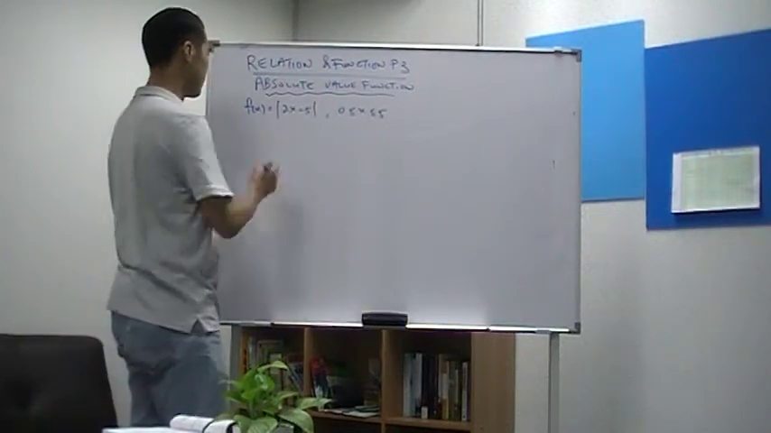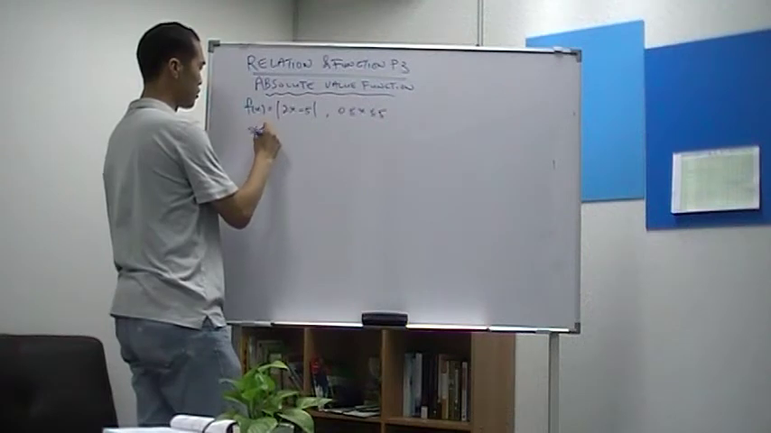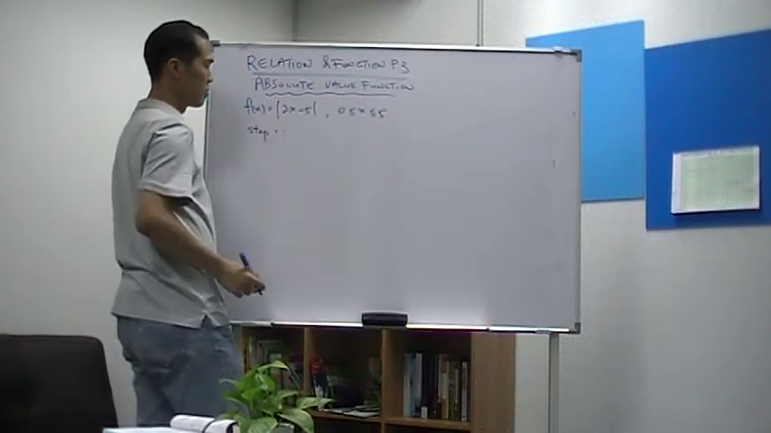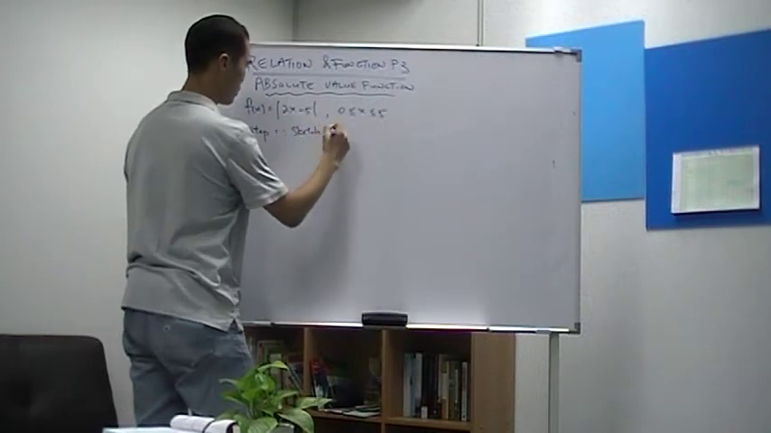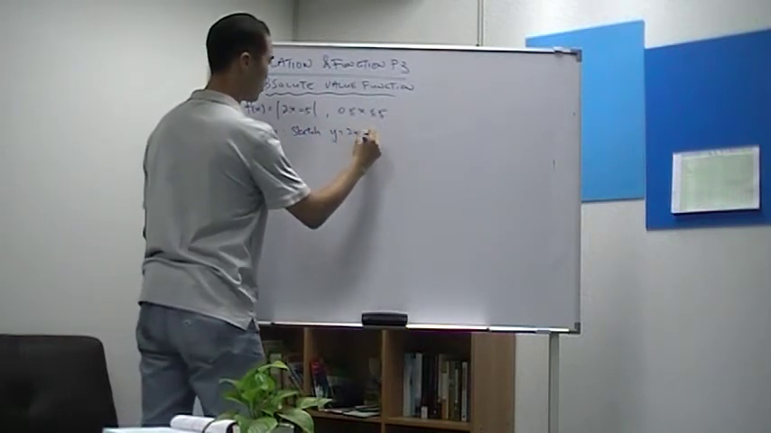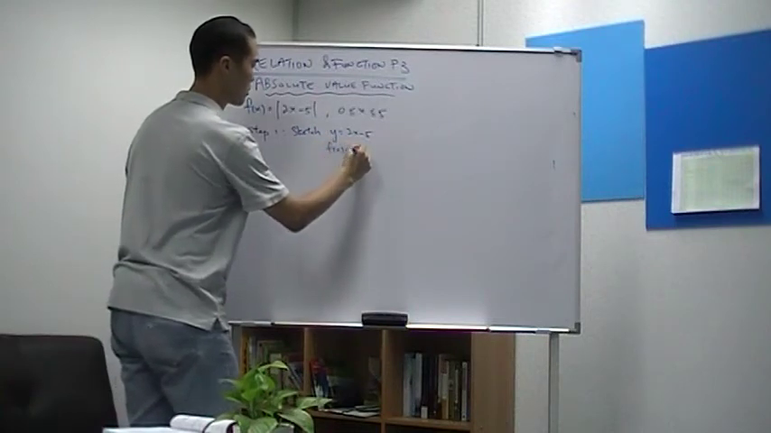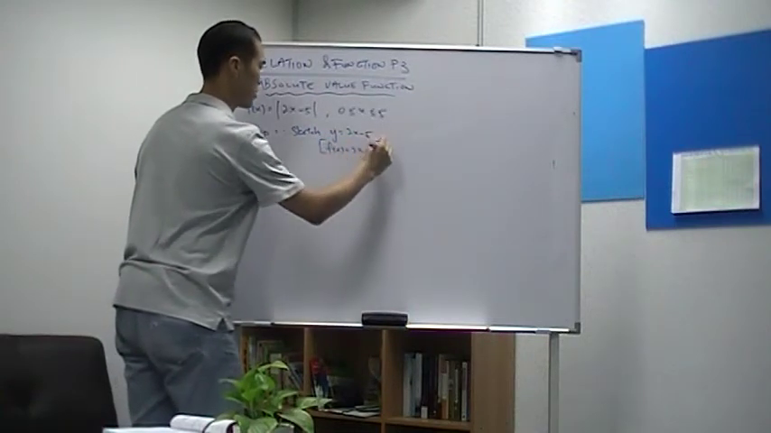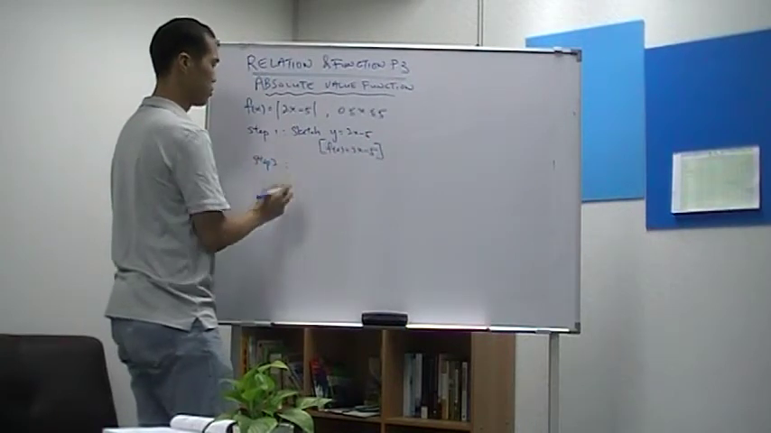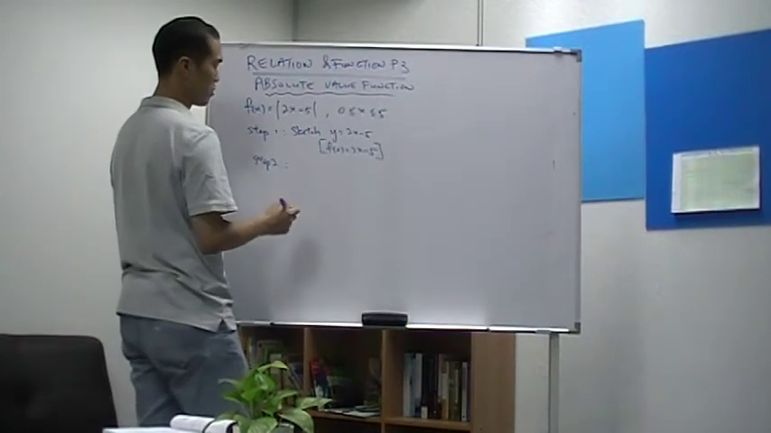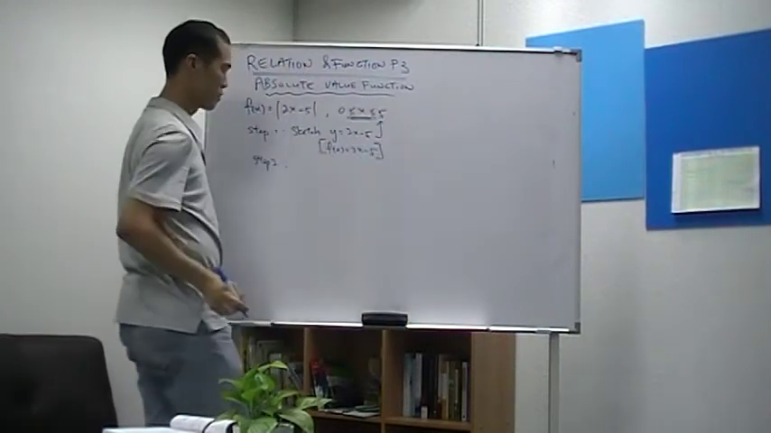Alright, let's do the first step. Step 1 is actually very easy. Okay, I will show step 1 for you. Step 1: sketch y equals 2x minus 5, which is f of x equals 2x minus 5. Sketch this. Right? Step 2, with the domain of this. Right? Step 2.